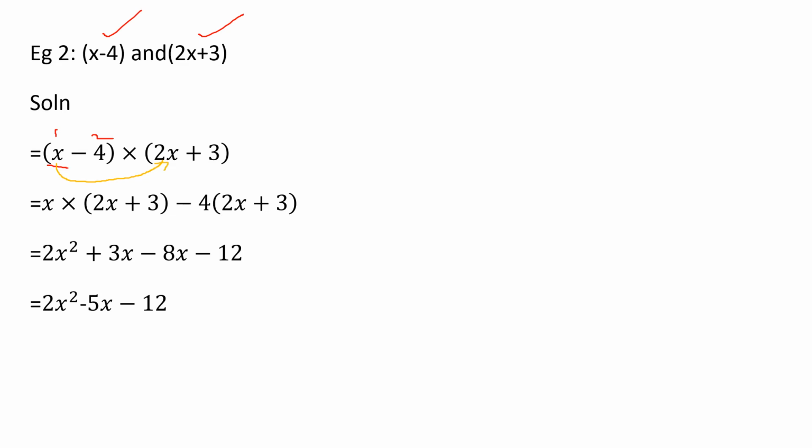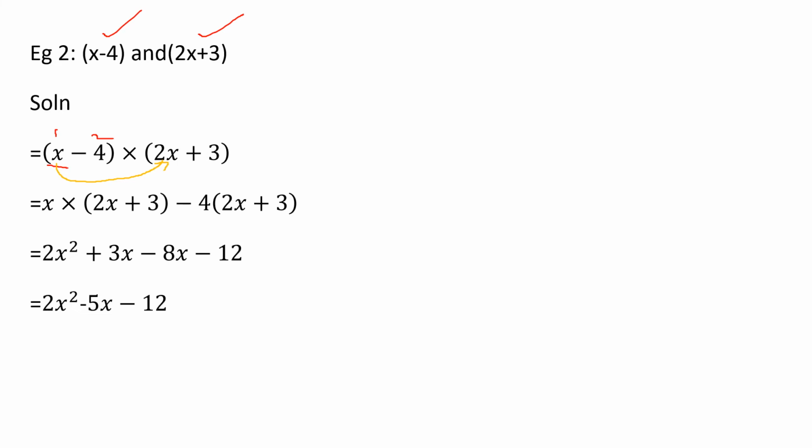Okay, first if you want you can write it down. X into 2x plus 3, this x is common for the 2x plus 3 term. We have to multiply x with this 2x and 3. So if you want you can write one more step like this: x into 2x plus 3. Next, minus 4 into 2x plus 3.